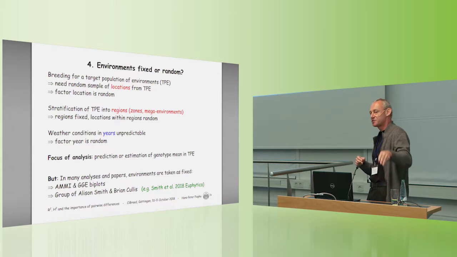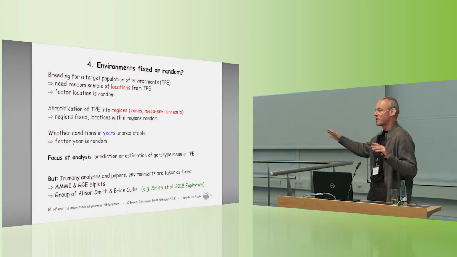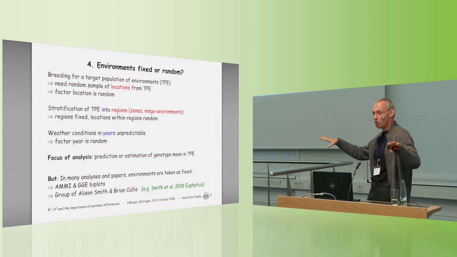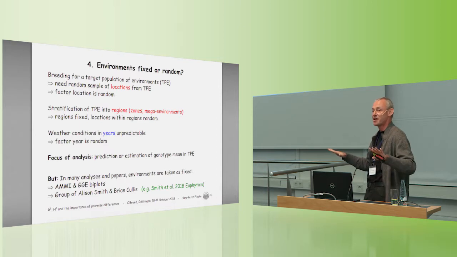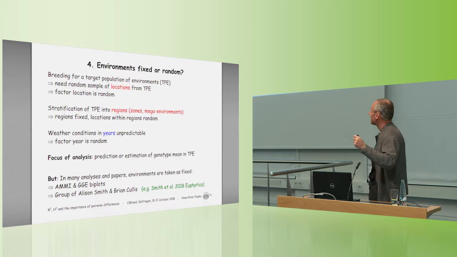If we think that something is specific about an environment here as opposed to an environment over there, it's probably because there's stratification into zones, agroecological zones. If that's the case, fine, stratify, but still make sure you've got replication within each zone. And by replication, I mean locations. And then those locations within zones would be random.